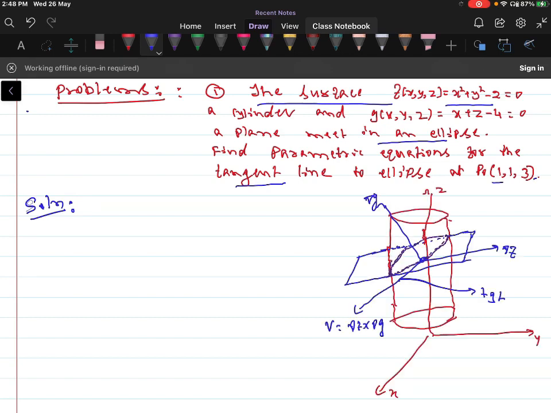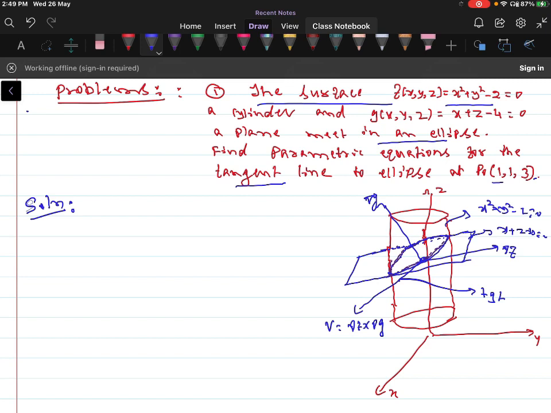Now the solution. Just to draw the cylinder in the xyz coordinate geometry. This cylinder which I have drawn is x square plus y square minus 2 is equal to 0, and the plane x plus z minus 4 is equal to 0 cuts it. It will form an ellipse here. So this is the ellipse, formed when the plane intersects the cylinder.